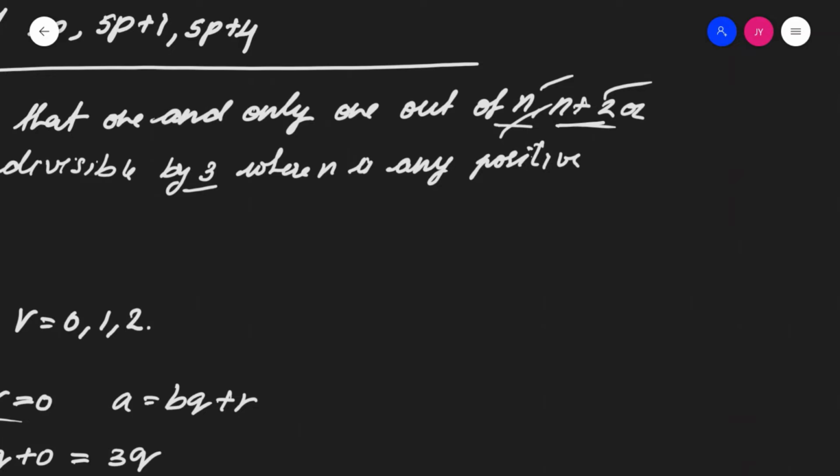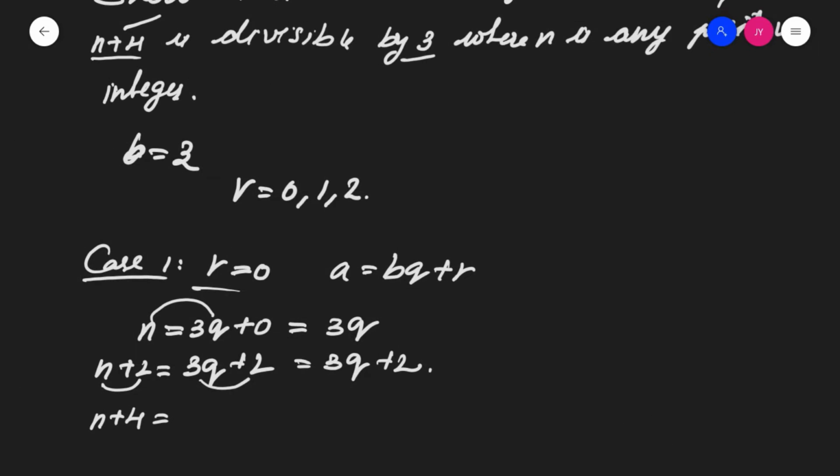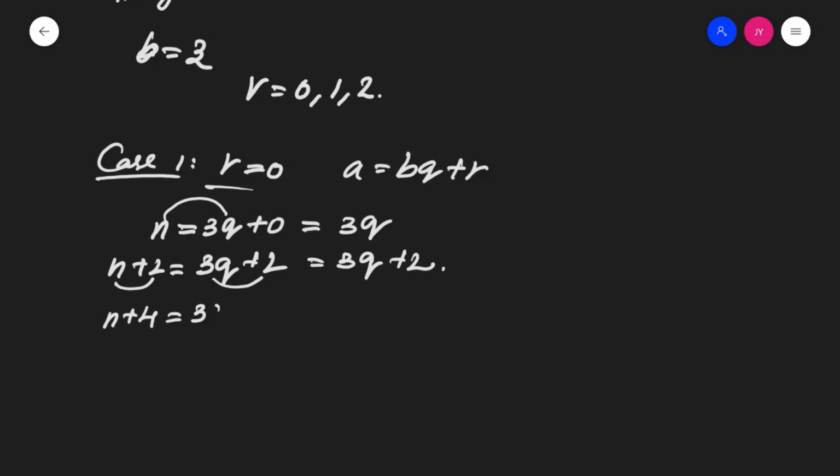What is the next one? n plus 2. n plus 2 is equal to 3q plus 2. Of course, when n is equal to 3q, n plus 2 is equal to 3q plus 2. When the third one, n plus 4, is 3q plus 4. n is equal to 3q plus 2, n plus 4 is equal to 3q plus 4.